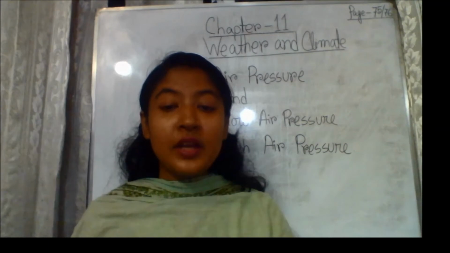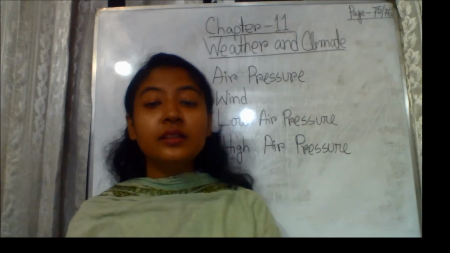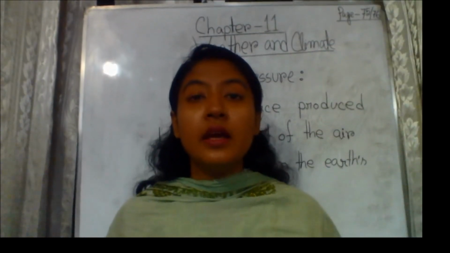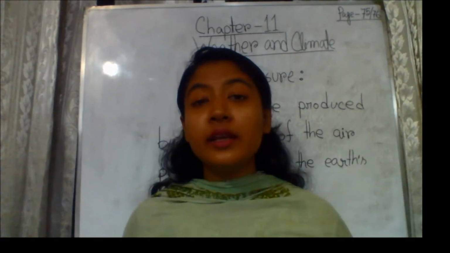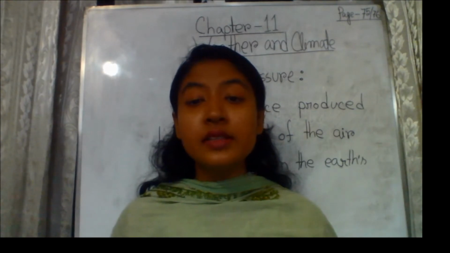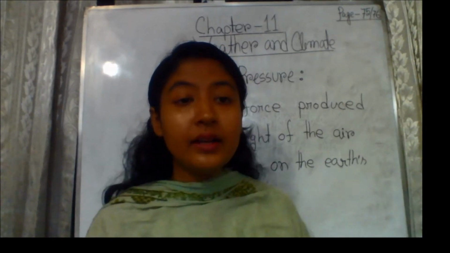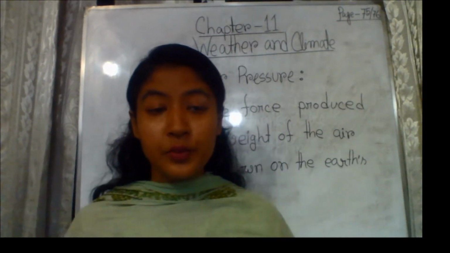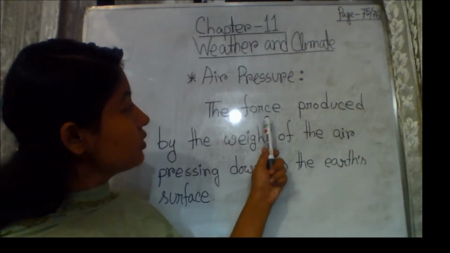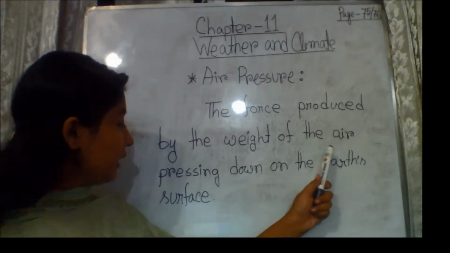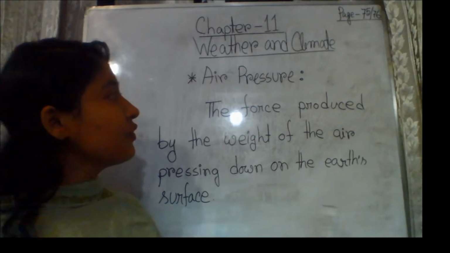Let me help you. The air I blow into the balloon has weight. That's why the balloon falls straight on the ground. In our environment, we are covered by air. And as we know that air has weight, it continuously creates pressure on the Earth's surface. So we can define air pressure in this way: air pressure is the force produced by the weight of the air pressing down on the Earth's surface. So this is the definition of air pressure.